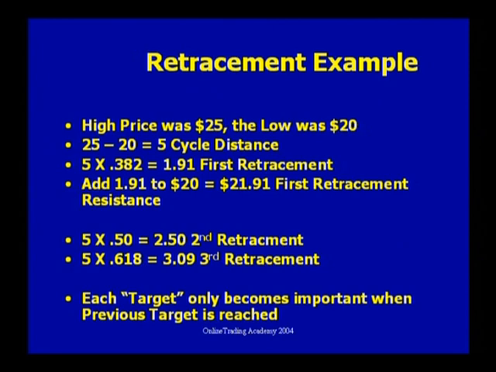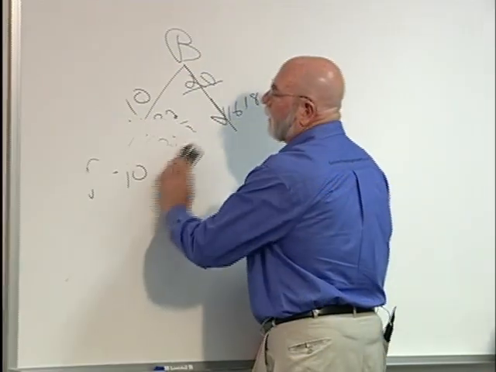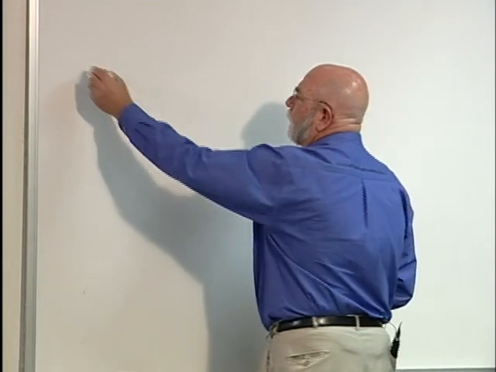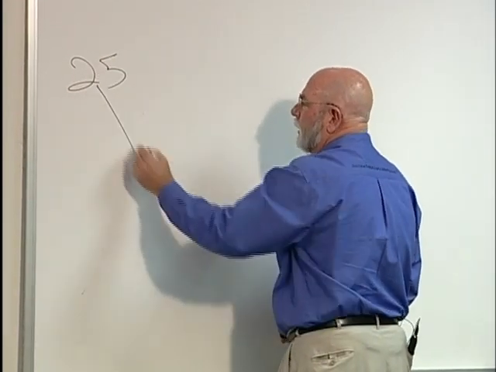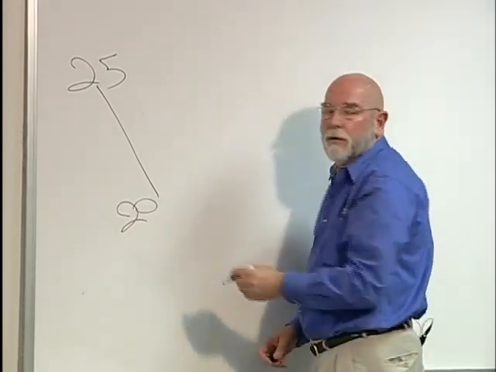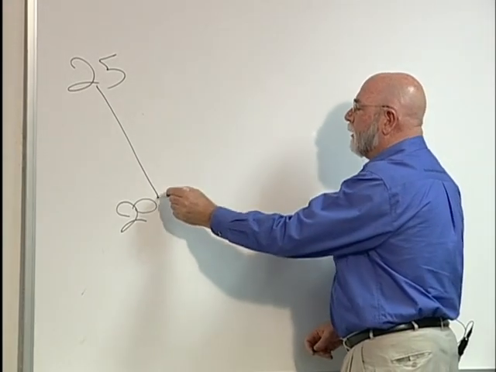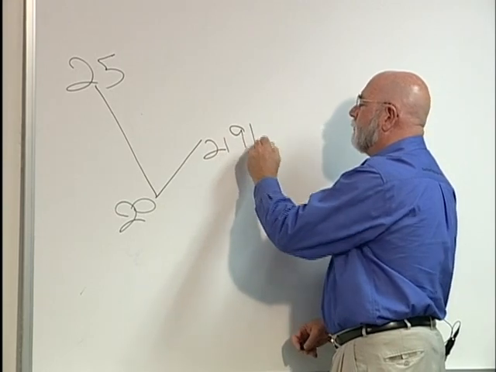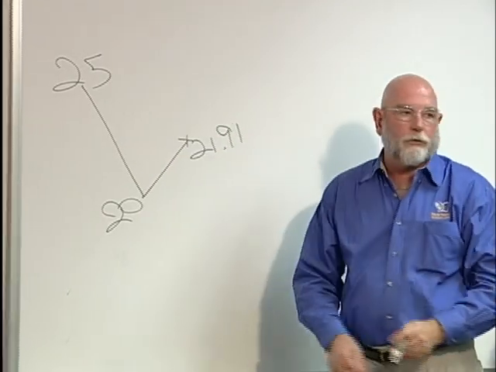Because this thing was going down, from a high down to a low, we would add the $1.91 to $20. And we would expect it to go back up to $21.91. So in this case, we had 25 high down to 20 low, and then we would add on our $1.91 and look for a 21.91. This would be our first logical target.